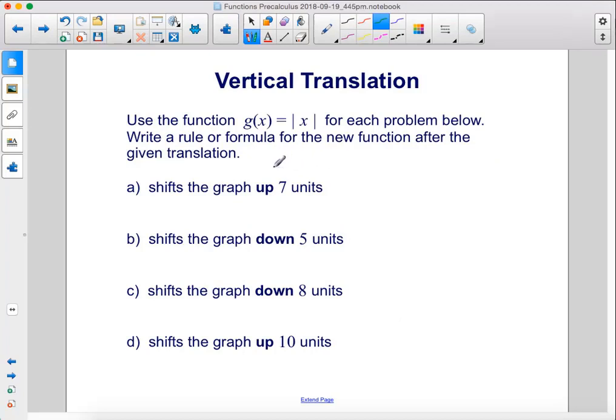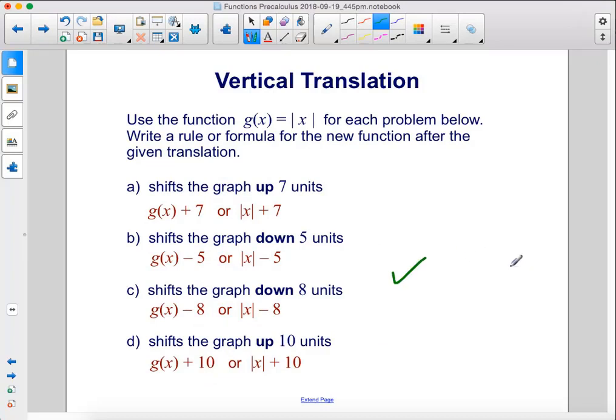Write a rule or formula for the new function after the given translation. We want to shift the graph up 7 units. So that would be the absolute value of x plus 7. To shift the graph down 5 units, that would be absolute value of x minus 5. Shifts the graph down 8 units, that is the absolute value of x minus 8. And shifts the graph up 10 units, the absolute value of x plus 10. And there are all of the answers.